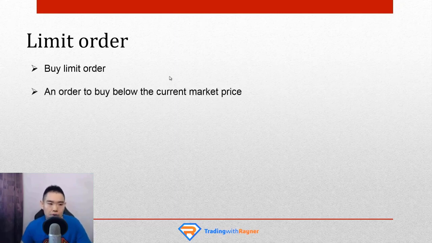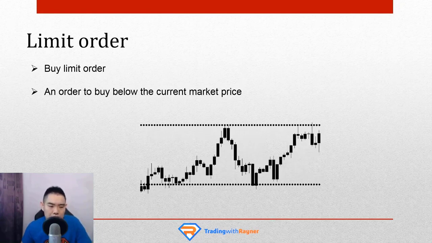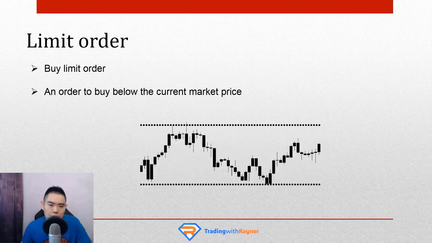So for a buy limit order, right, it's an order to buy below the current market price. So let me give you an example. Let's say the market is in a range between these highs and these lows. Goes up, comes down, goes up, and now it's in the middle. And you think to yourself, man, price right now is in the middle, right? I want to be a cheapskate. I want to buy at the best price. And it seems like the best price is near these lows over here. And let's say this is Euro USD, this low is around 1.5.